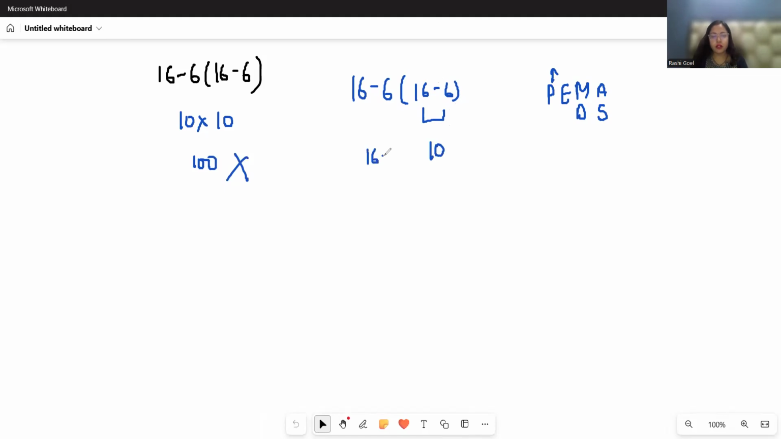Write the left term 16 minus 6, and if there is no symbol between the number and the bracket, you have to simply put the multiplication. Now you have two operations left, that is subtraction and multiplication. So as per this rule, we have to give priority to multiplication. So the multiplication sign is between 6 and 10, that is 60.